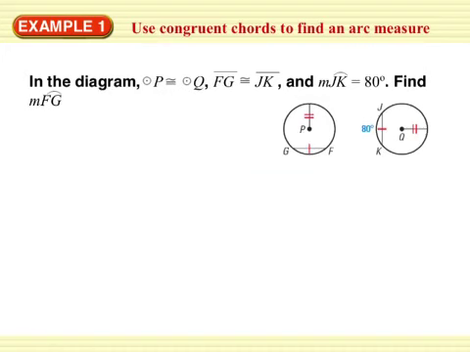Example 1. In the diagram, circle P is congruent to circle Q. Segment FG is congruent to segment JK, and the measurement of arc JK is 80. Find the measurement of arc FG. Since chord JK is congruent to chord FG, then you can say the measurement of arc FG is also 80 degrees.